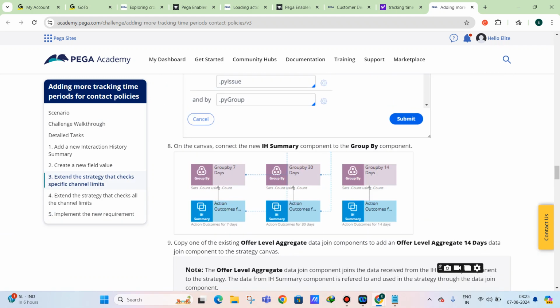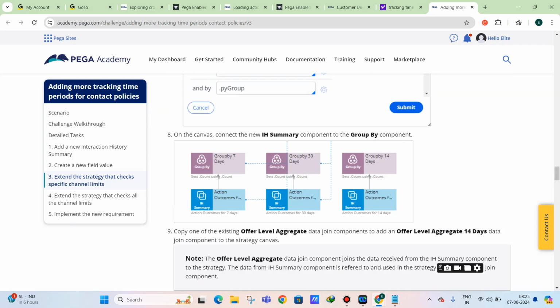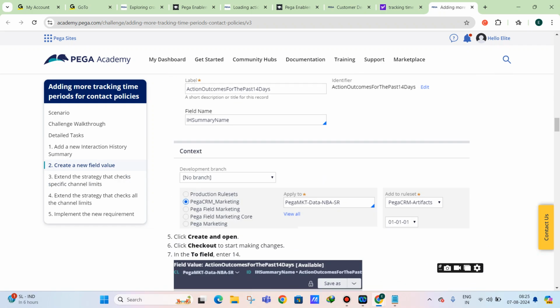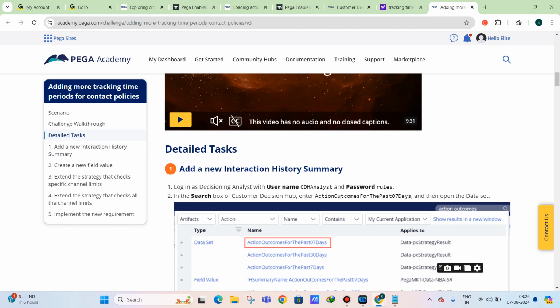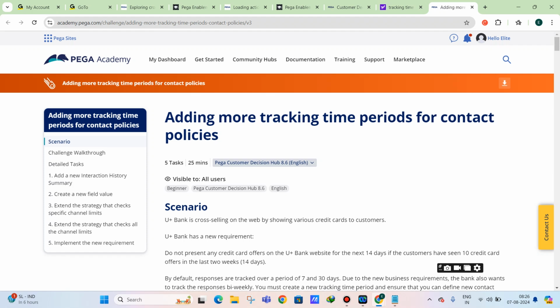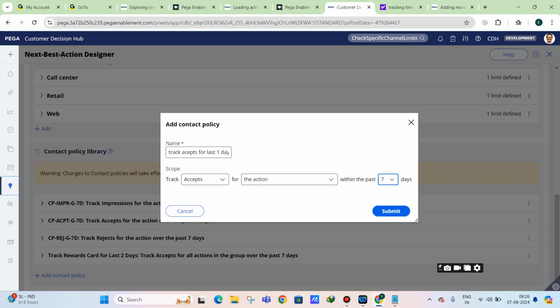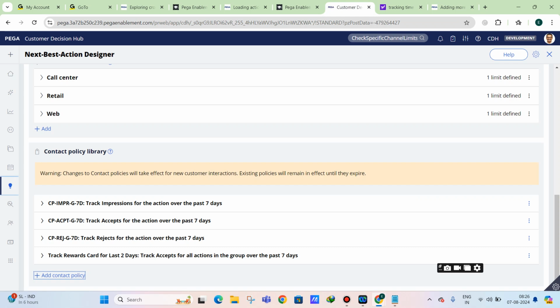It will also help you to understand some decisioning concepts which we did not yet cover also. So if you practice this particular challenge, just practice this challenge and you can add a custom time period here. Okay, so that is what you can do as part of this configuration.